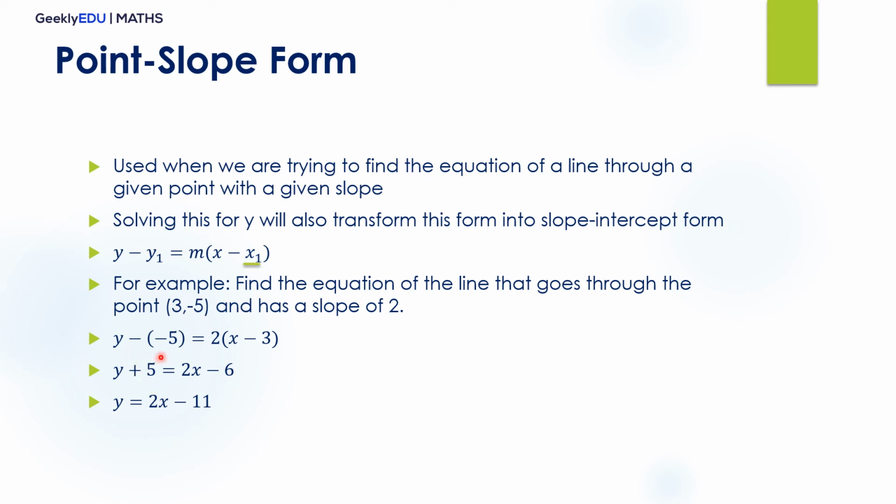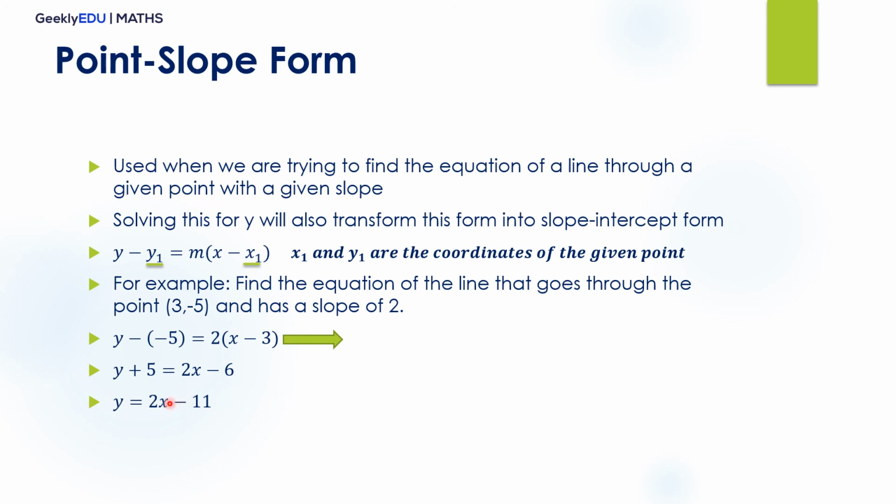y minus -5 equals 2 times quantity x minus 3. Now, here's a note. Subtracting a negative is the same thing as adding a positive. And also, we must distribute the 2. Multiply the 2 by each value in the parentheses. We will do both these things in one step. So we're going to change this, and we're going to simplify this. And when we do that, we end up getting this: y plus 5 equals 2x minus 6.